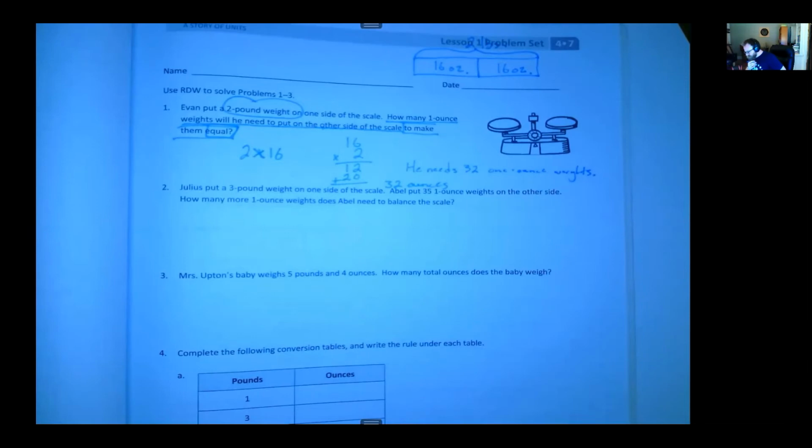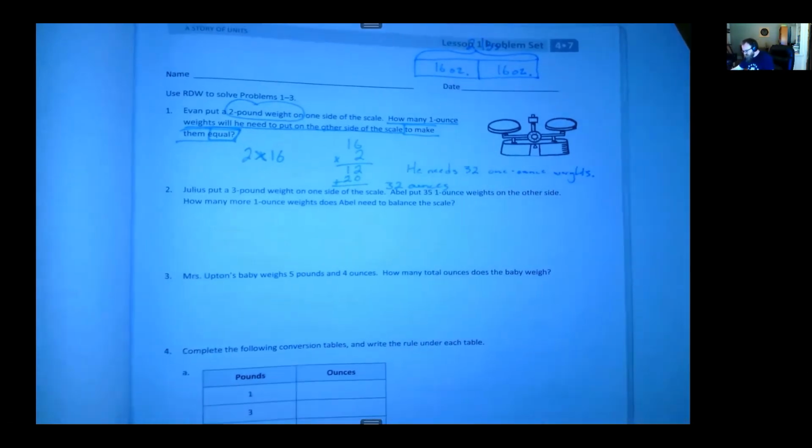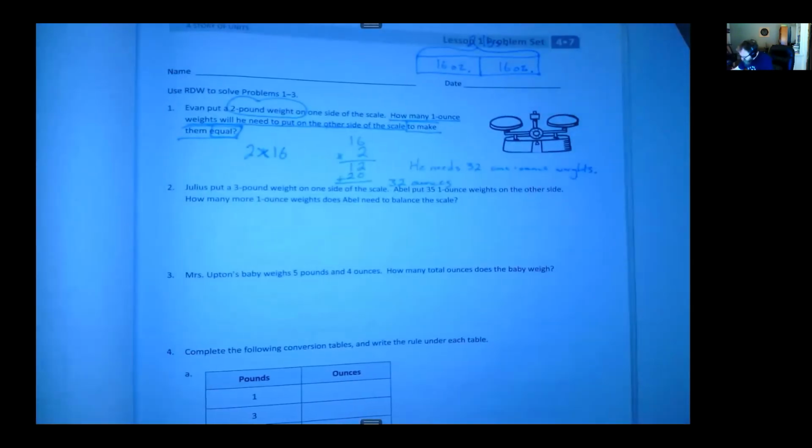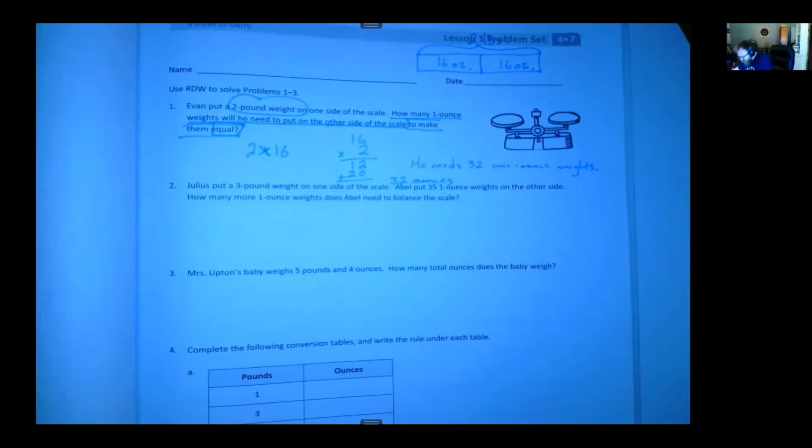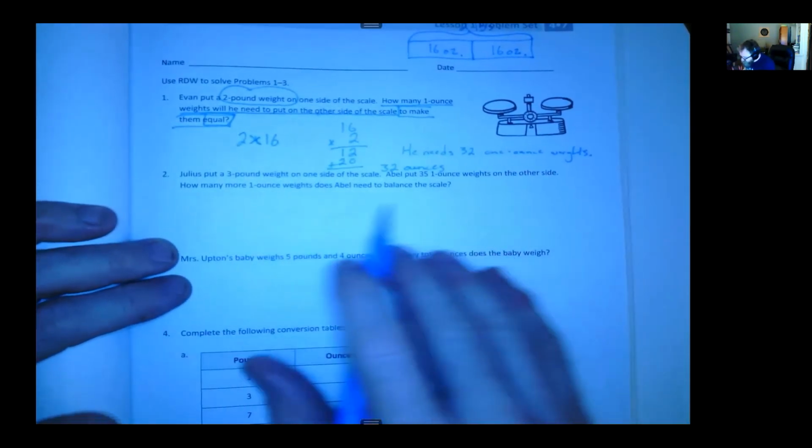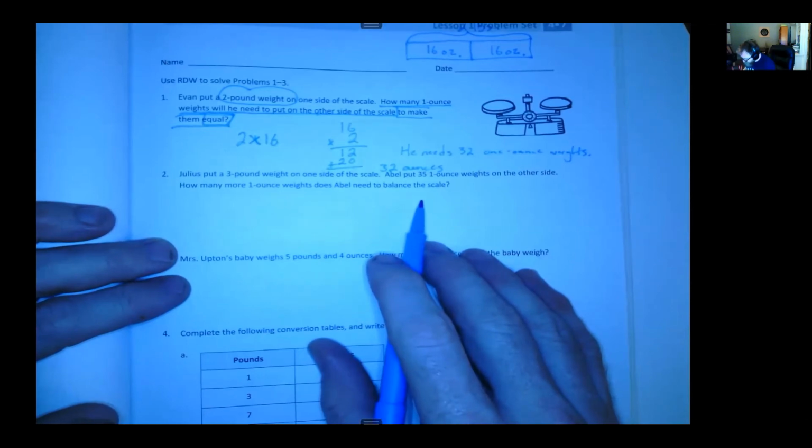Number 2, Julius put a 3 pound weight on one side of the scale. Abel put 35 1-ounce weights on the other side. How many more 1-ounce weights does Abel need to balance the scale?